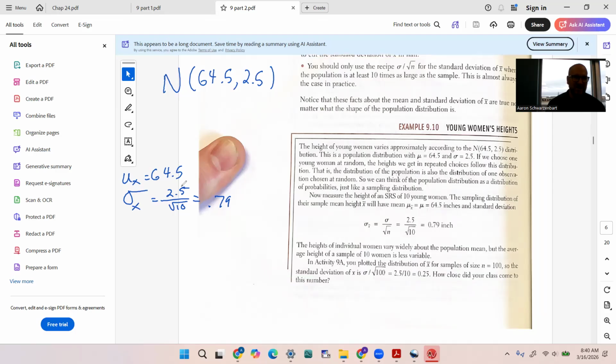That's the standard deviation of means, yes. If my sample size went to 100, it'd be 2.5 over the square root of 100, which is 0.25. The standard deviation just keeps getting smaller. But it does not get smaller linearly.